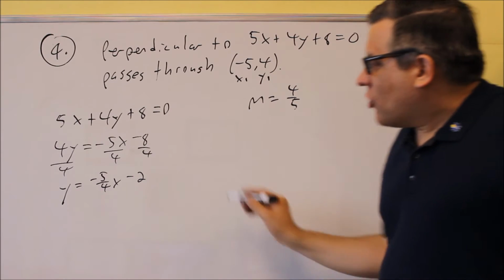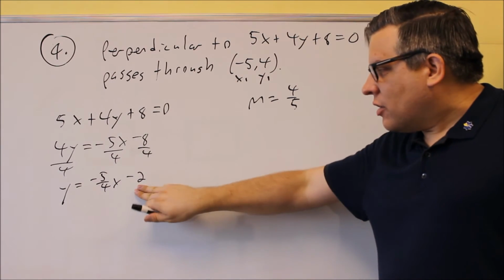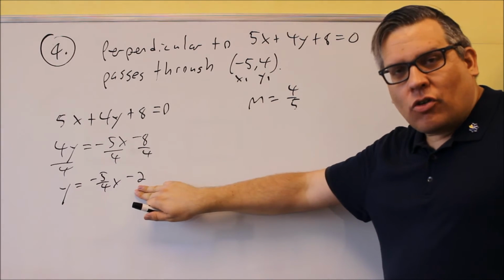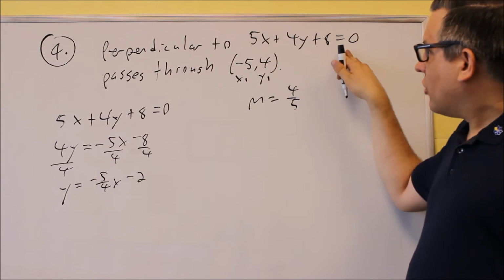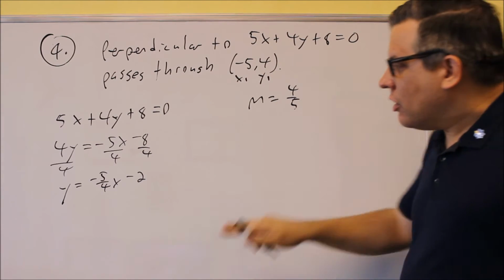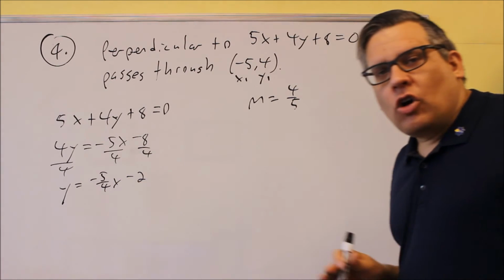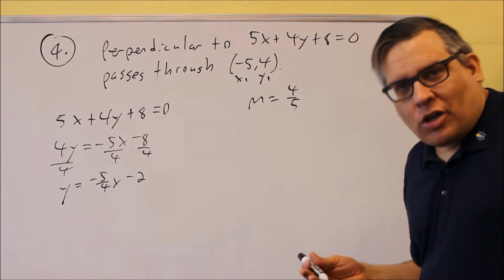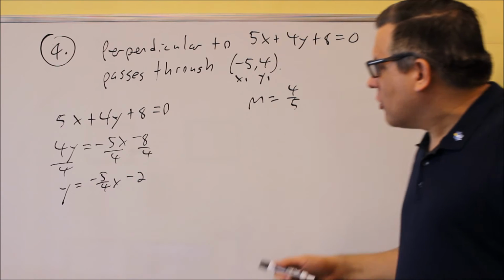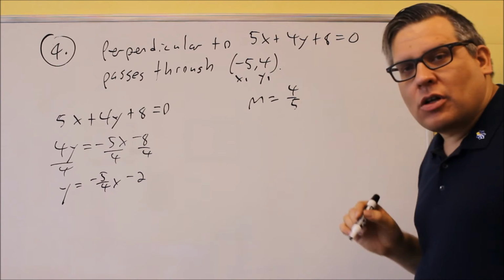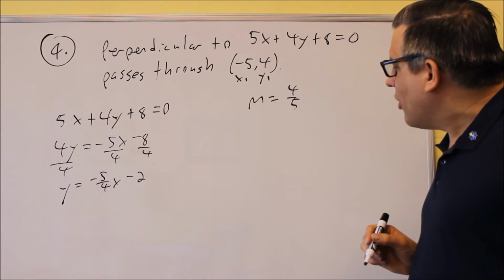So again, this first line, all you're using it for, notice that we didn't even use this negative 2. You don't need that. All you're using the first line for is to figure out what the original slope of that line was. That way you know what slope it's got to be perpendicular to that one. So negative 5 fourths perpendicular, we flip it and change the sign, so it's 4/5.